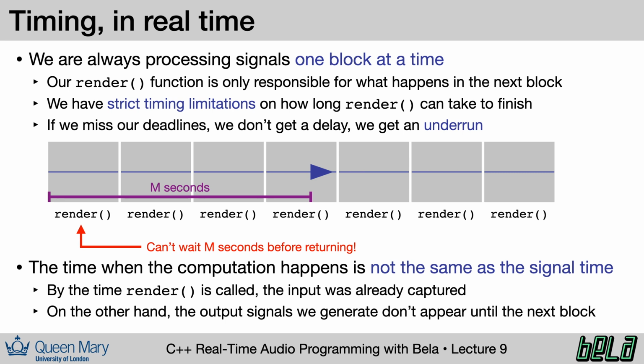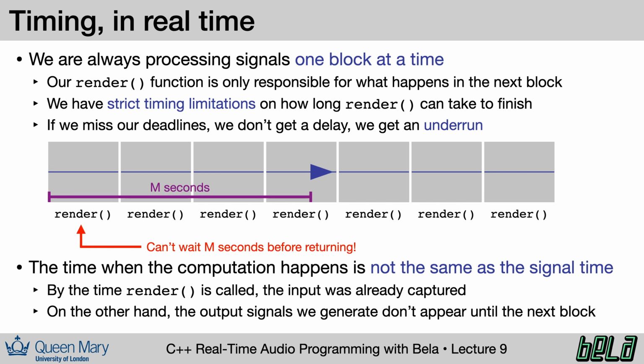We also need to remember that in a real-time audio system, when we do the audio computations is not the same time that the signal plays back through the hardware. By the time our render function is called, any inputs that we are going to work with have already been captured, and similarly, any output signals we calculate won't actually appear on the hardware until the next block. This means we can't use when the computations are done as a reliable guide for measuring timing.